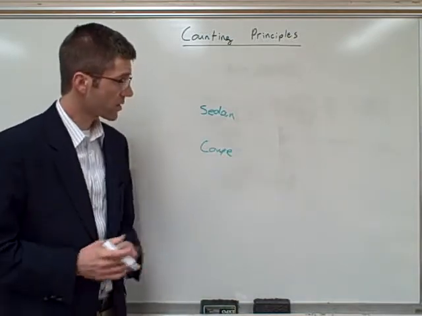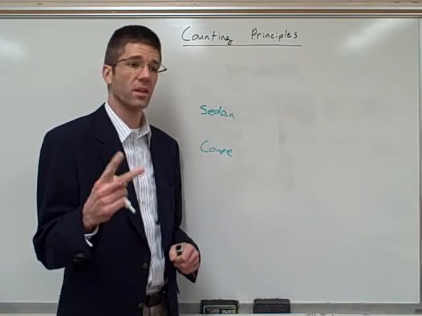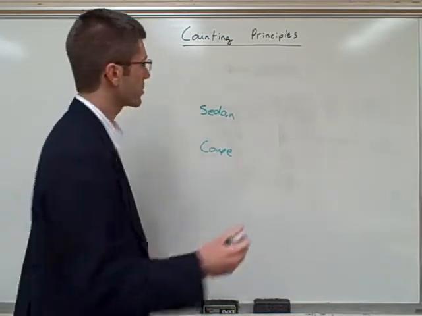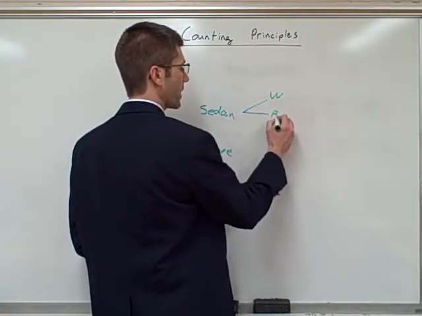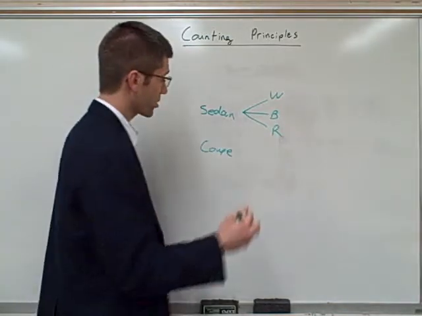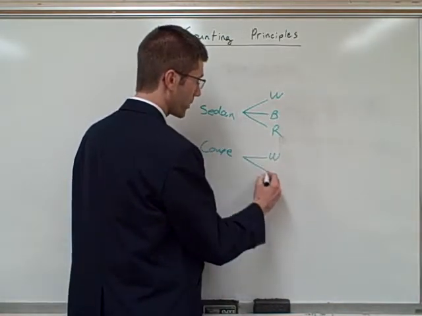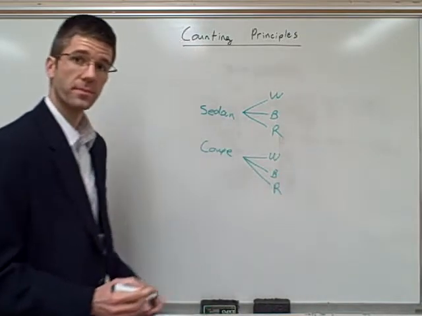Also, the car dealer tells you, we'll just keep this simple. You could have 3 different colors. You could have white, black, or red. We'll just stick with those 3. So you could have a white sedan, you could have a black sedan, you could have a red sedan. You could also have a white coupe, a black coupe, or a red coupe.